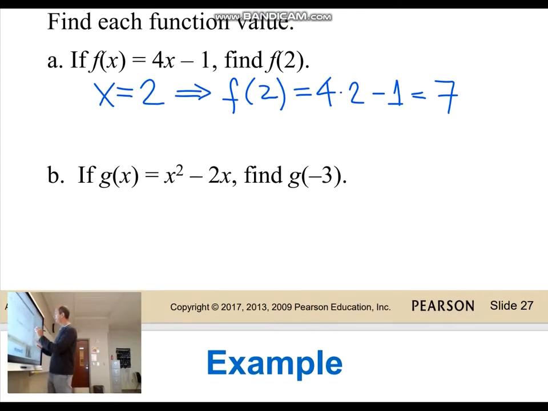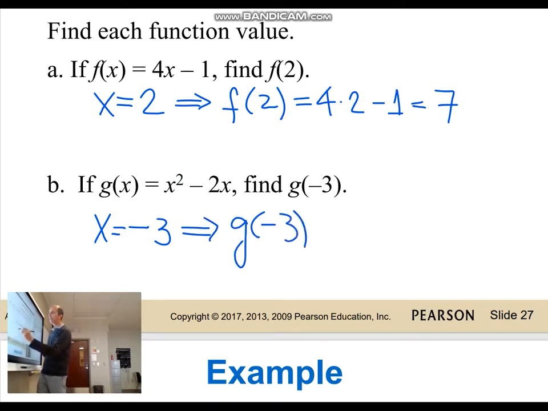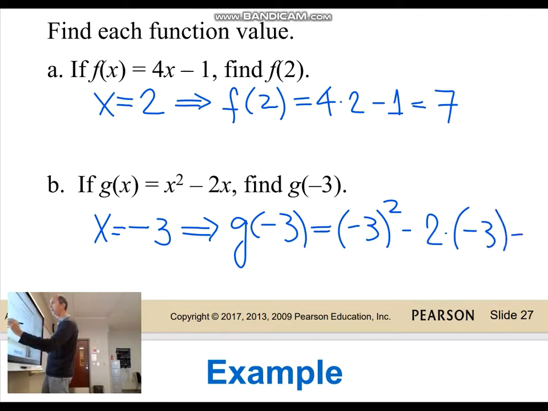As you can see here, sometimes you can use a different letter. f of x is the most usual notation, but you can also use g of x. It is a function as well, just a different name and a different function. We want to find g of -3, so you make x equals -3. Then g of -3 equals (-3) squared minus 2 times -3, and this is going to be equal to (-3) squared, 9, minus negative, with negative positive, 2 times 3, 6, 15.